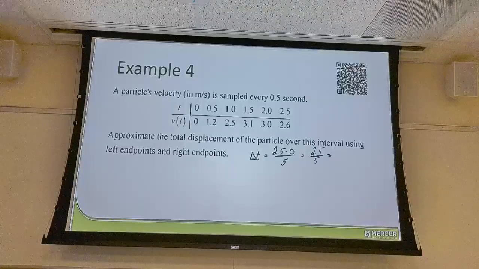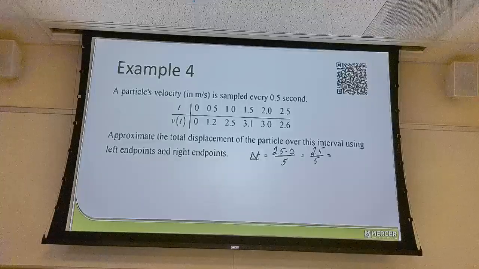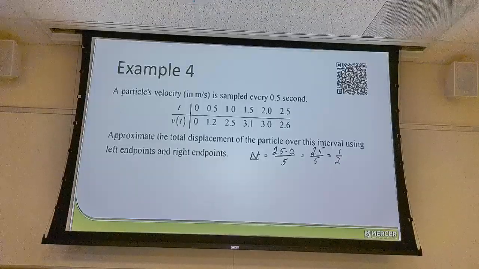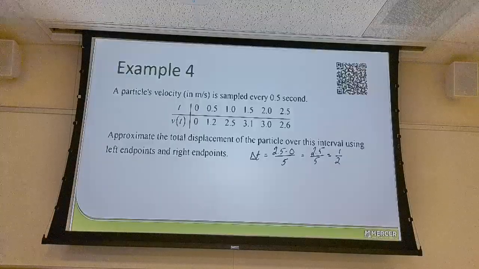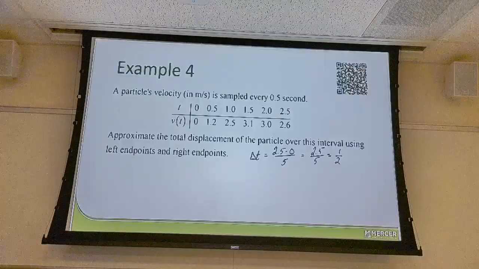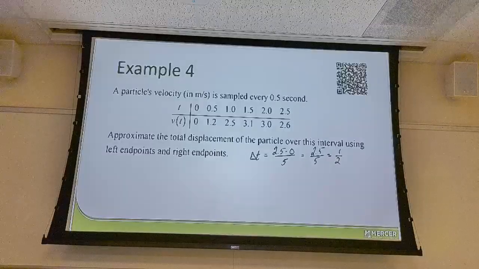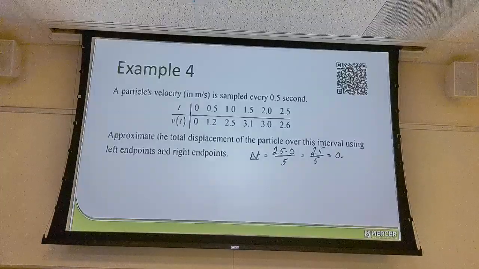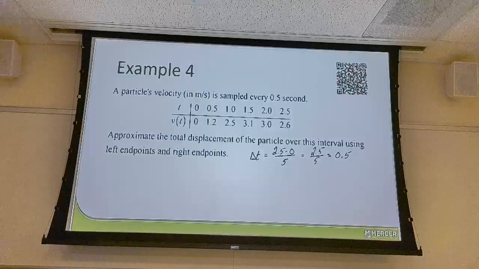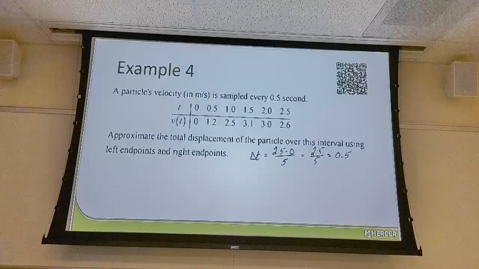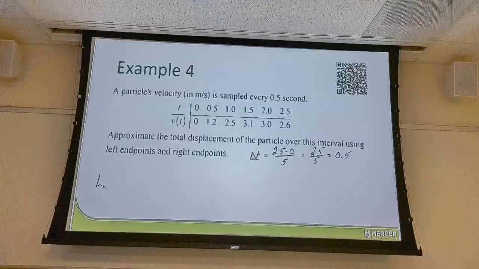Point 5 is 5 halves. Delta t is 1 half. Oh, I guess we could just look and see that. I'm going to keep with the decimals though. Left endpoint. This is also 5.